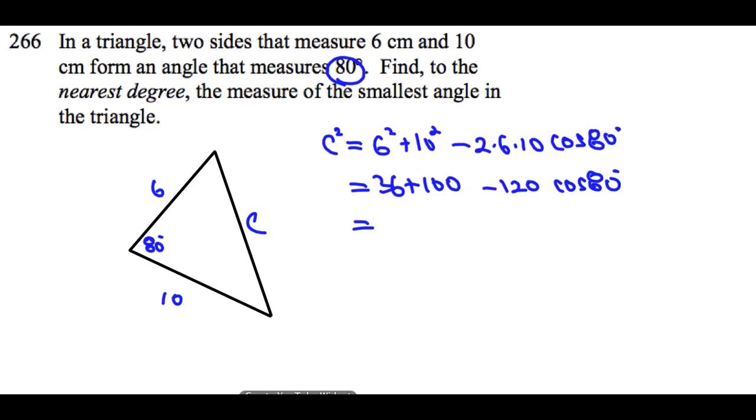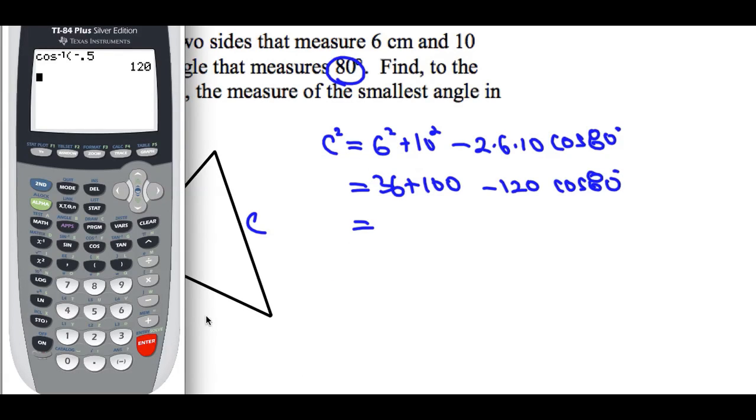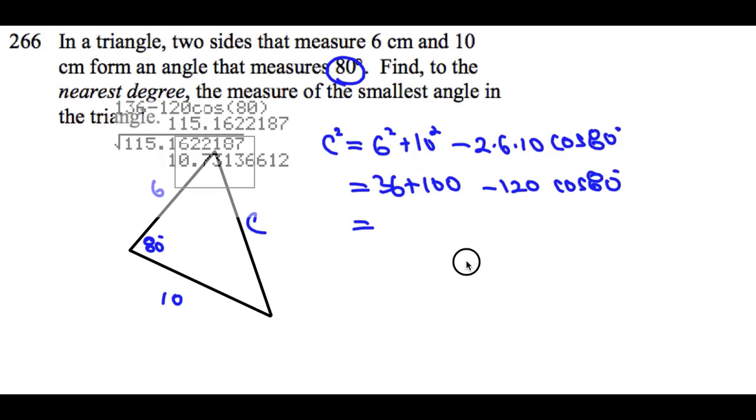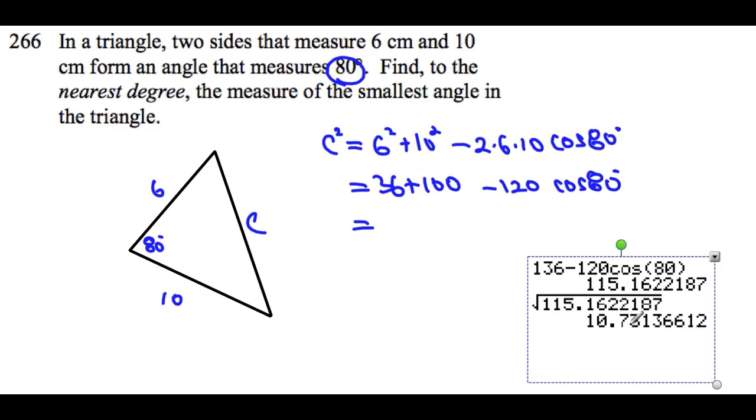So I'm going to put this one into a calculator. Actually, I could have done that from the beginning, but either way, it's fine. So here when I add them up, it becomes 136 minus 120 cosine of 80. And that's the value that we get, but that's c squared. So c would have been the square root of that value. Then we get 10.73. So c must be equal to 10.73.